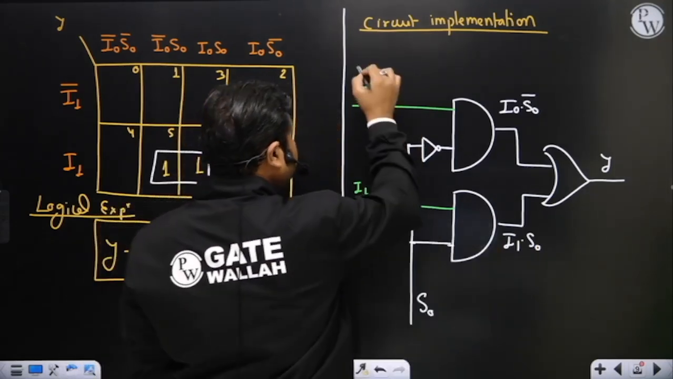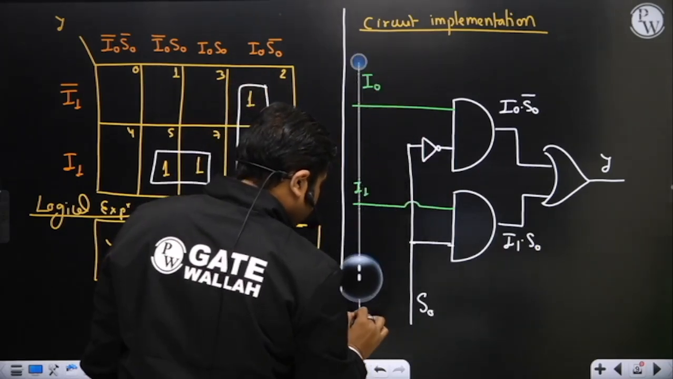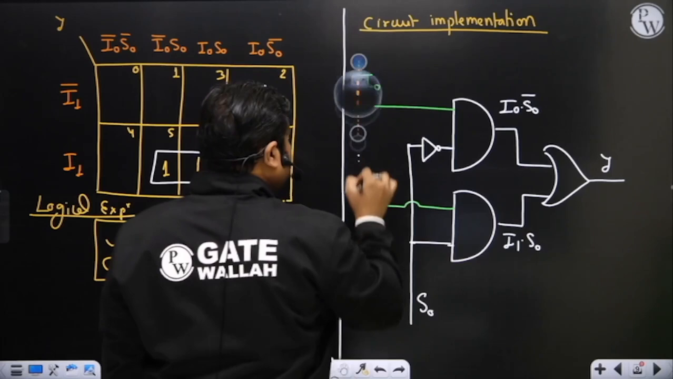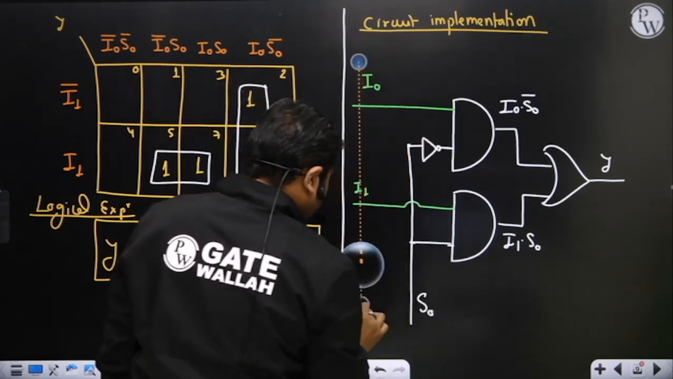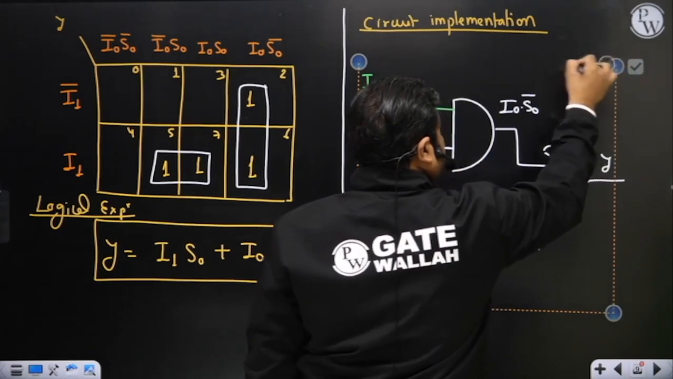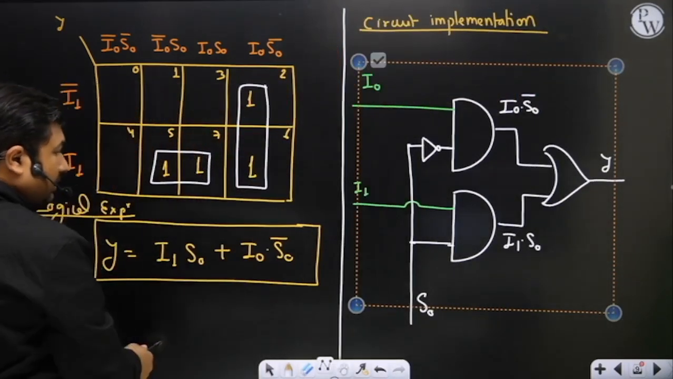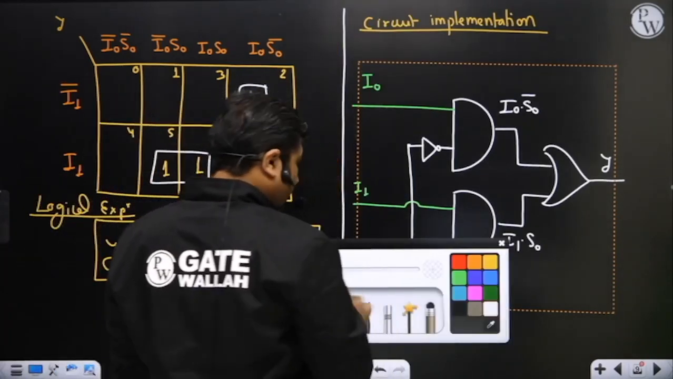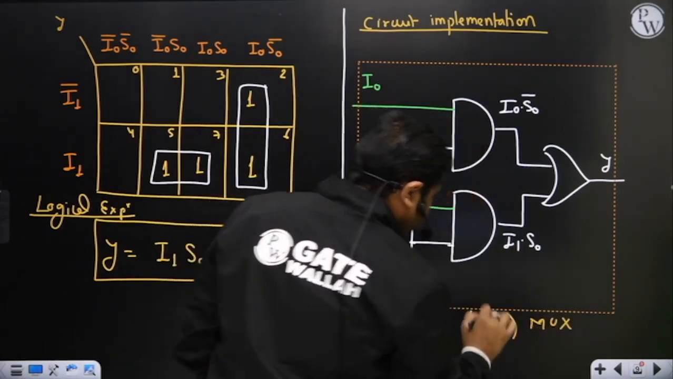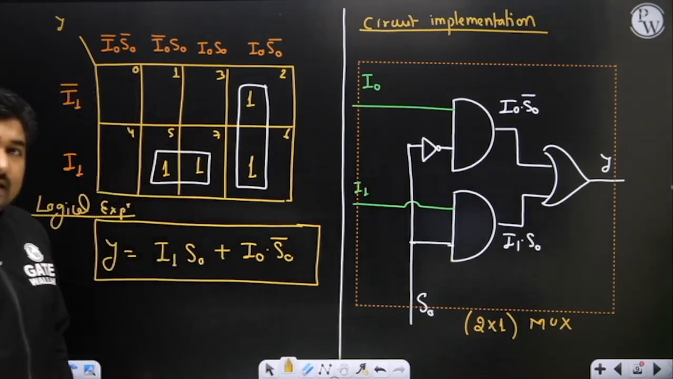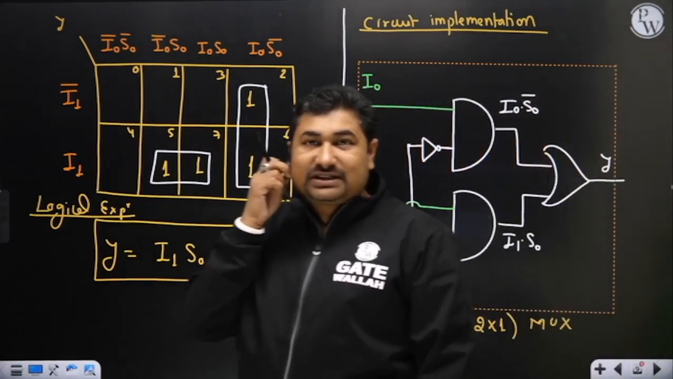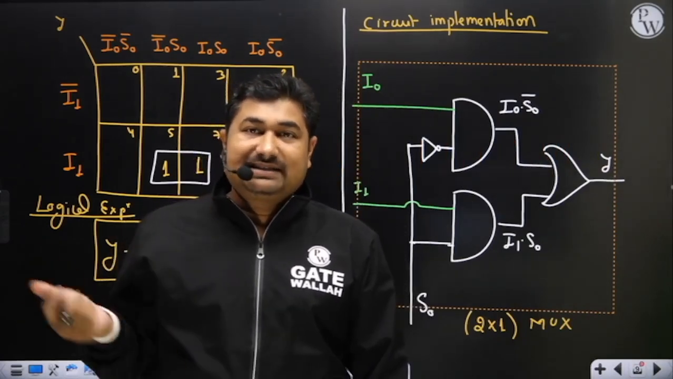Now please observe here. We have this as a logic circuit. So what is this? This is what we call a 2 cross 1 mux. You can design any desired function. What is the process? Simple: identify the inputs and outputs, construct the truth table, write the logical expression, minimize it, and implement the logic circuit.